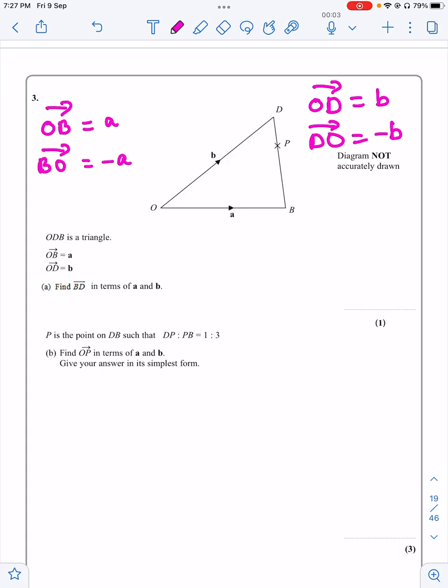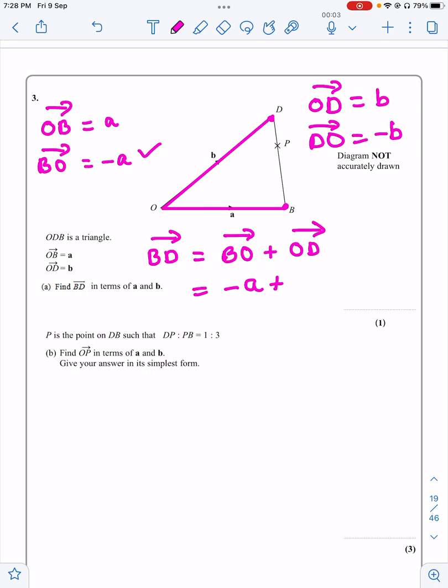Now they are saying find BD in terms of A and B. Now to go from B to D, first I will write the path. So BD is equal to B to O and O to D. So BD is equal to BO plus OD. Let us check. Do I have BO? Yes. Minus A plus OD is B. My answer is B minus A.